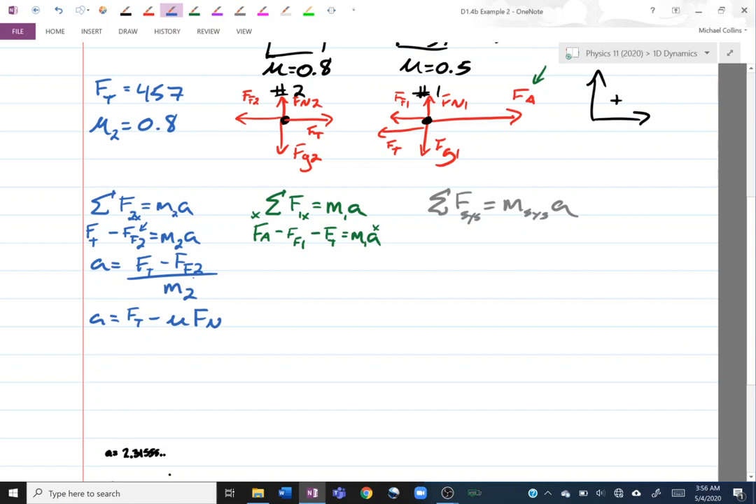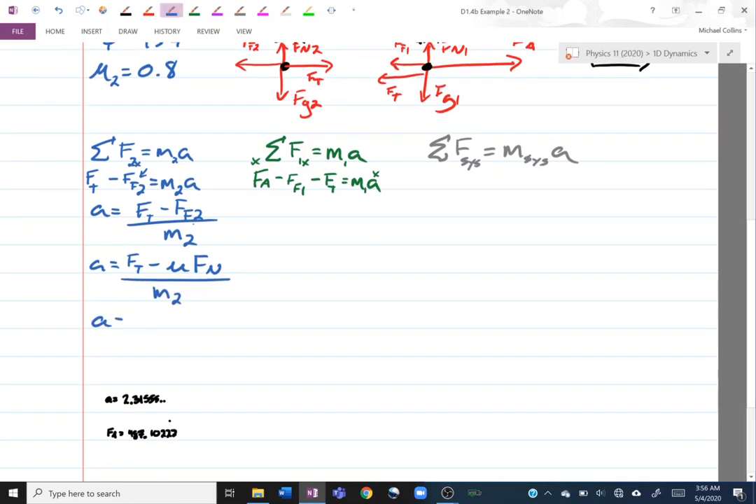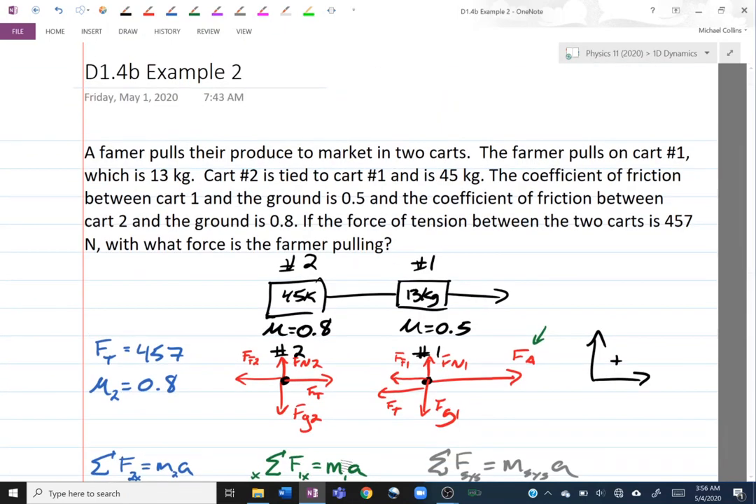I also look at some of my forces, and I can do this on the side, which in the y-plane is equal to ma, that I'm going to end up with Fn minus Fg equal to 0, so Fn is equal to Fg. So my acceleration, switching back to blue, is Ft minus mu Fn divided by m2.